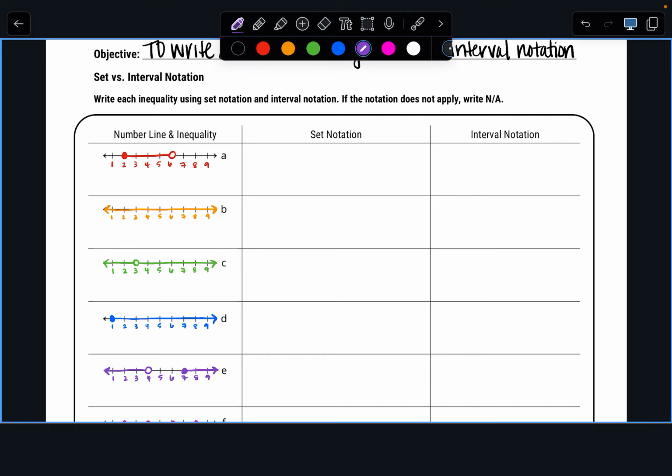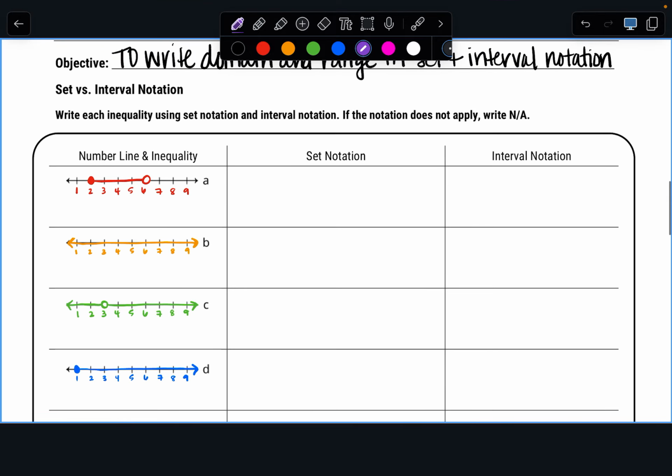Set notation is really, really nice because it really is just a fancy way of doing inequalities. So first things first, let's start with A. We'll kind of make our way down, and then we'll actually get to what's important, which is writing this for domain and range. So in this case, for my first number line, I drew a picture, and it looks like it's starting off at what number? 2. The first filled in circle is going to be 2.